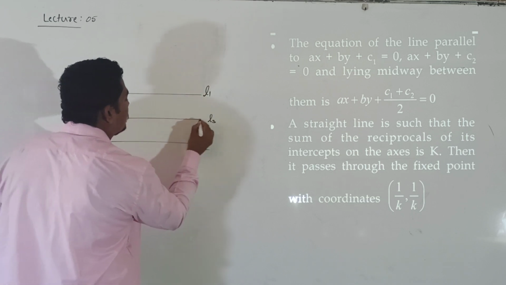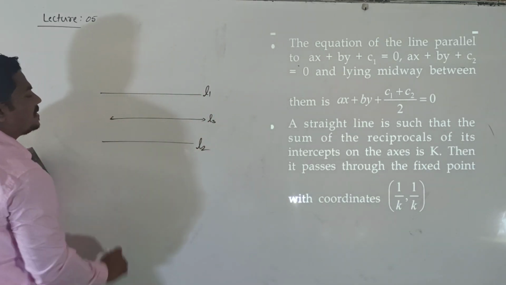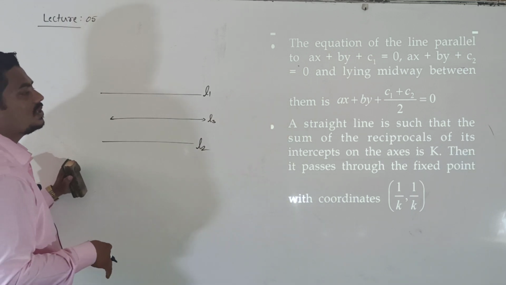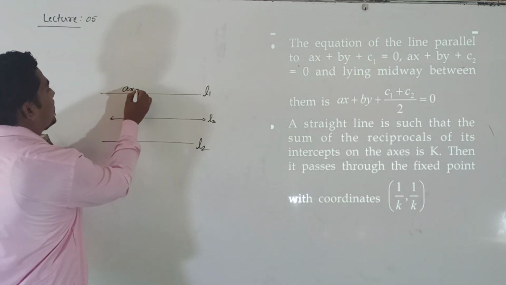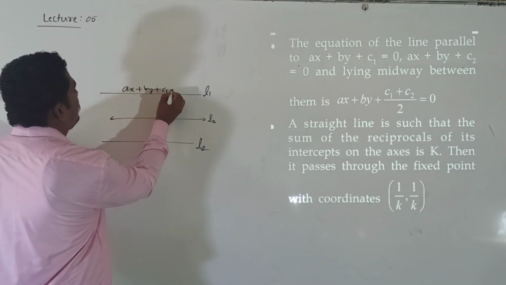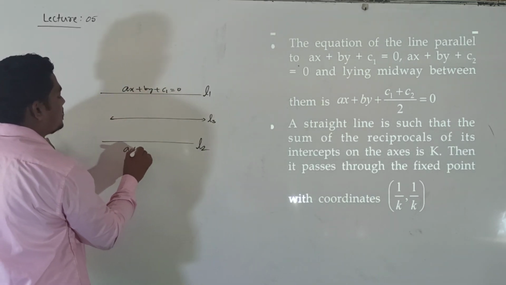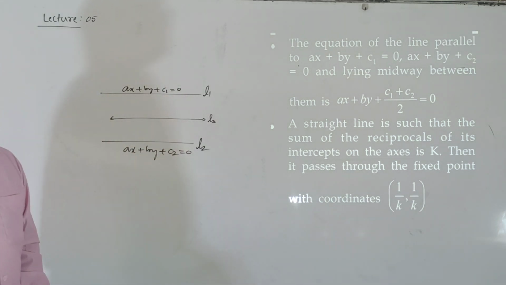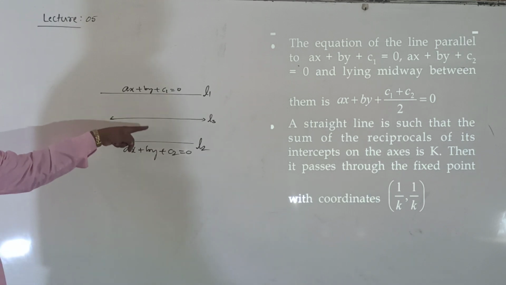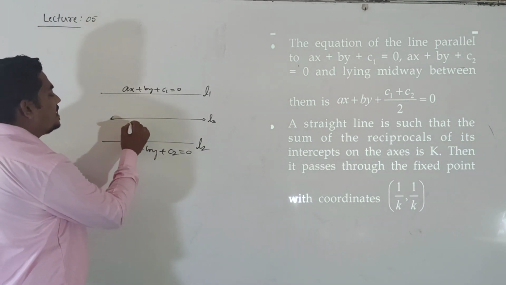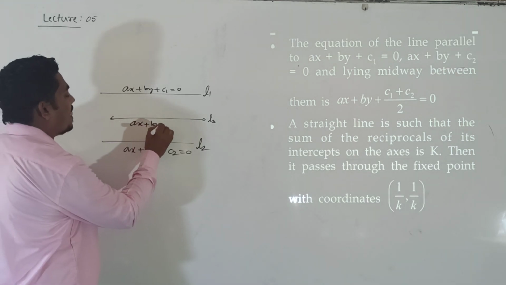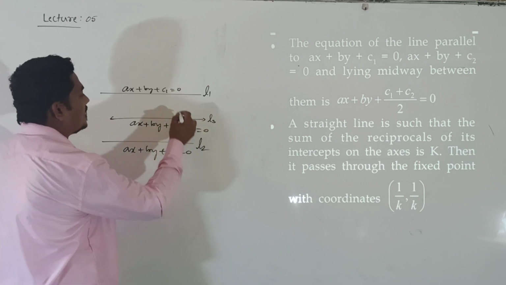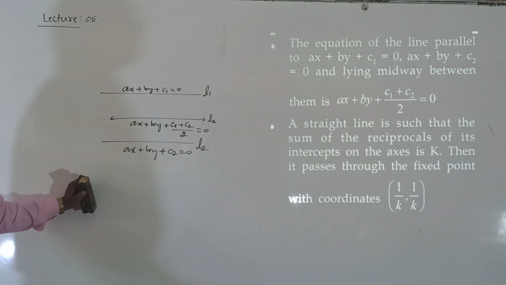Then what is its equation? Line 3 equation. If it is the line midway between the given two lines and it is parallel to both lines, one line is ax plus by plus c1 equal to 0 and the second line is ax plus by plus c2 equal to 0. Then the third line lies midway between L1 and L2. Then what is its equation? Its equation is ax plus by plus (c1 plus c2) divided by 2 equal to 0. Just the average of the constant terms, divided by 2.